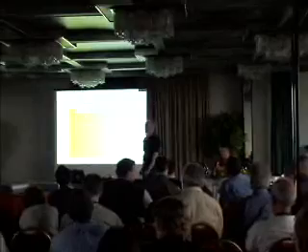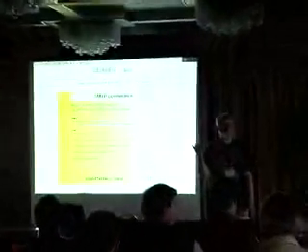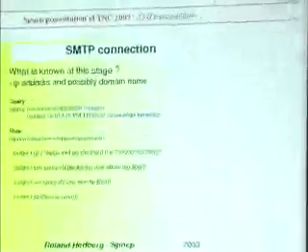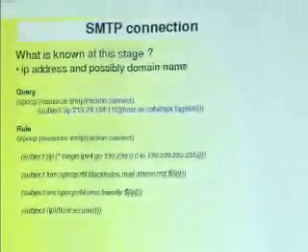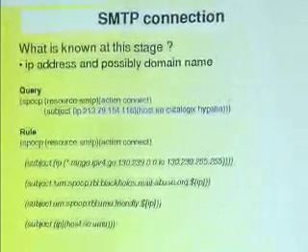So at the SMTP connection, what do you know? Well, you know the IP address. How bad it ever is, that's the only thing you know. And you possibly know the domain name if you have a DNS somewhere in the vicinity, and if you trust the DNS.